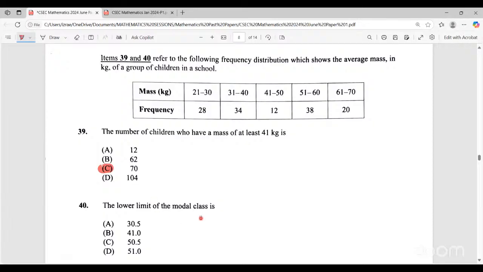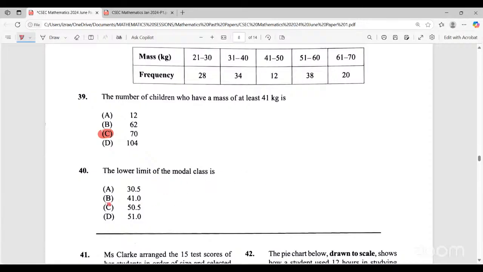Lower limit of the modal class is. The modal class is the one with the highest frequency. Highest frequency is 38. This is the modal class. The lower limit would be what? It would be 50.5. You subtract 0.5, that's a 0.5 correction. So you minus 0.5 from the lower limit. Well, I'm thinking on that. I still feel, you know, class limits, class boundaries, you know how it goes. All right, so I will go with 50.5 for now. I will come back to that to make sure. So bear with me with that one.